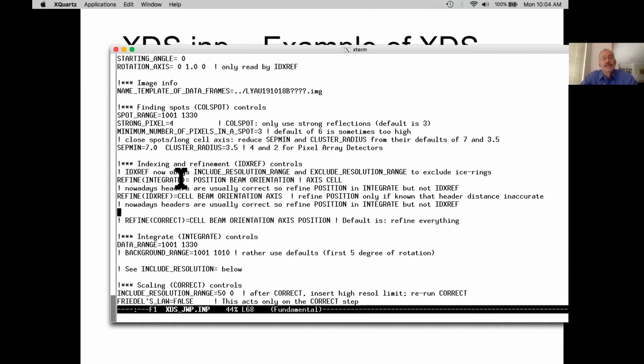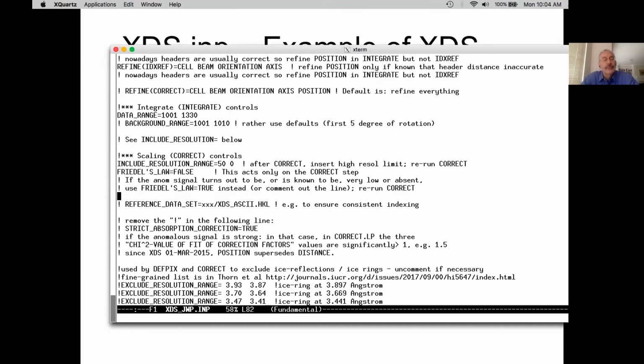For indexing, we're going to do various things, and for refinement, we're going to refine a bunch of things as well. And so we have finding spots, indexing, and refinement. You can't see my finger pointing to this. Finding spots, indexing, and refinement. And then I'm going to integrate 330 images. And the rest of this has to do with how we do scaling, which I haven't talked about here.